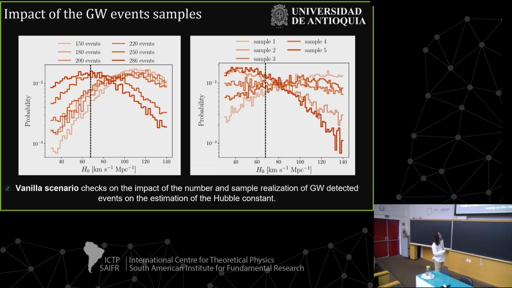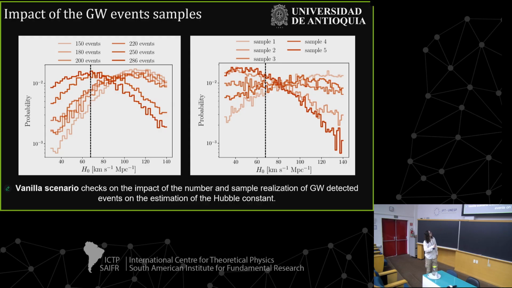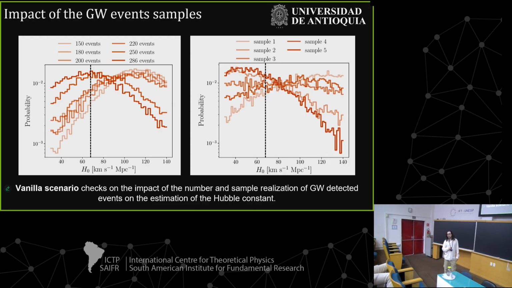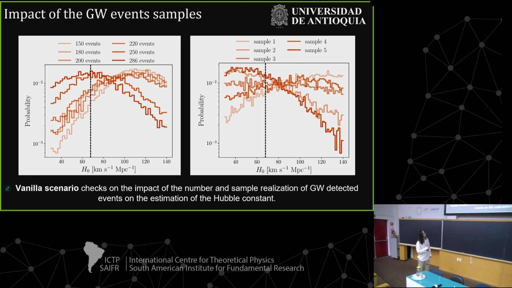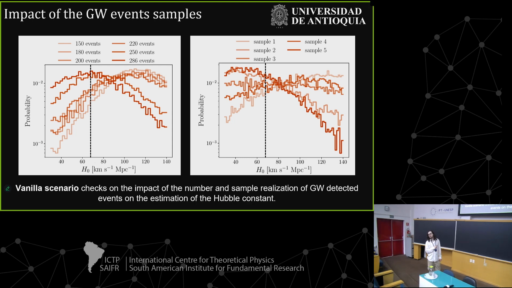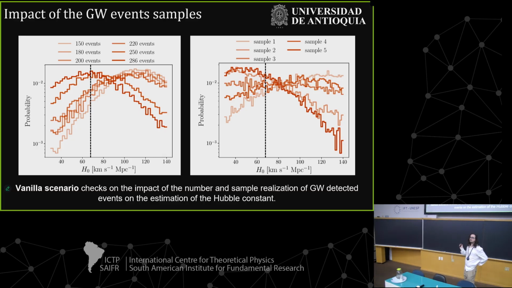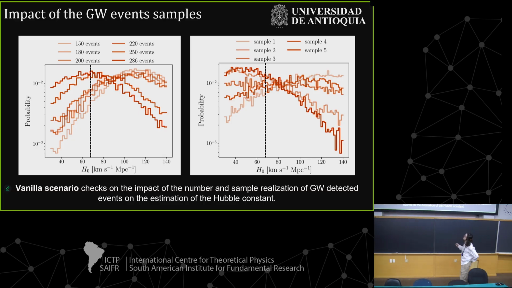Another statistical analysis that was done was varying the number of detected events. Starting from 150 and going up to 286, we can see that the estimation of the Hubble constant is pretty much similar for all these cases. Of course, with the largest number of events, the constraints peak closer to the injected value. But the confidence regions are very similar. So the estimated value is within the confidence interval, but for a larger number of events, the peak gets closer to the injected value.